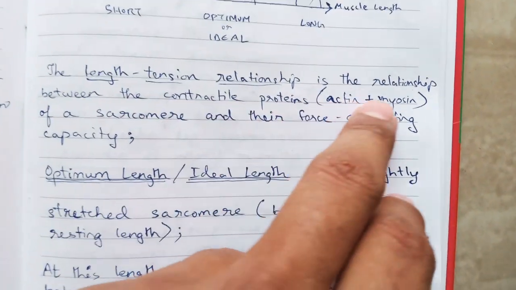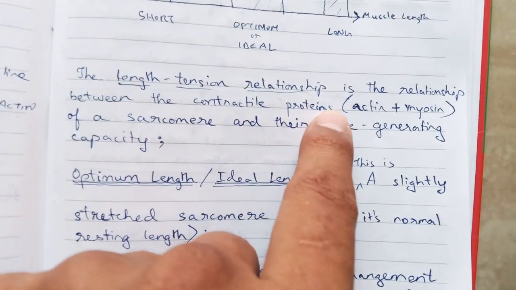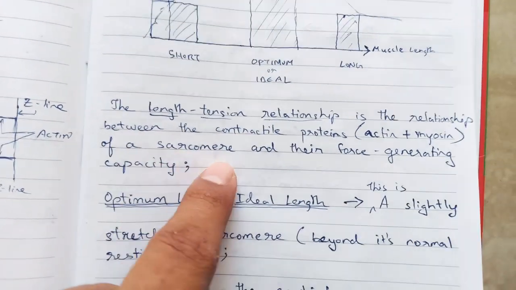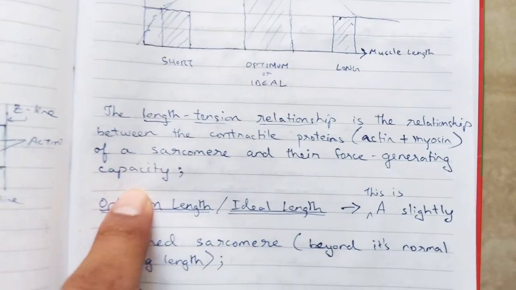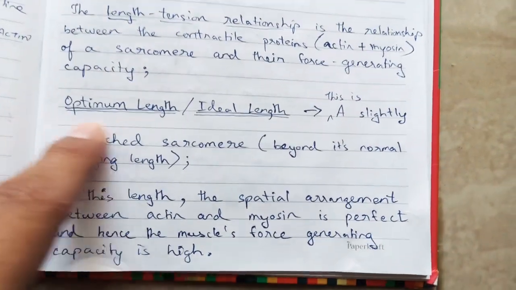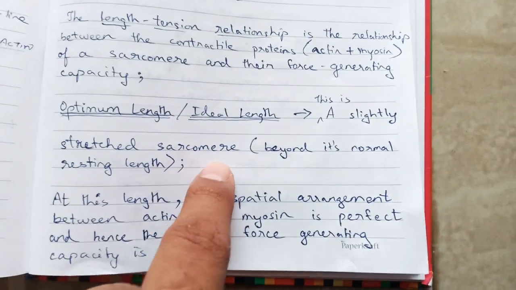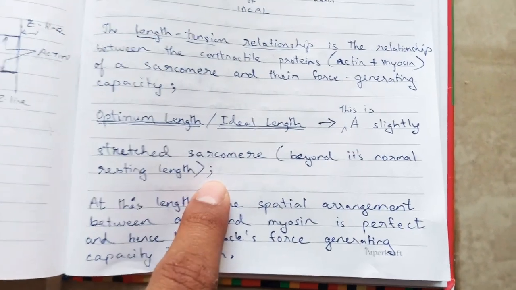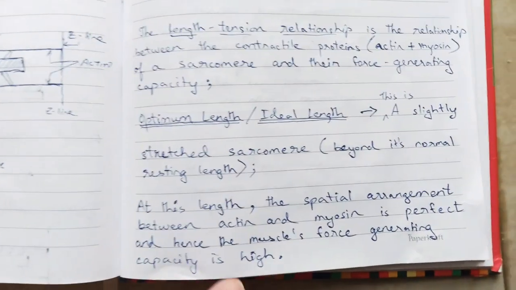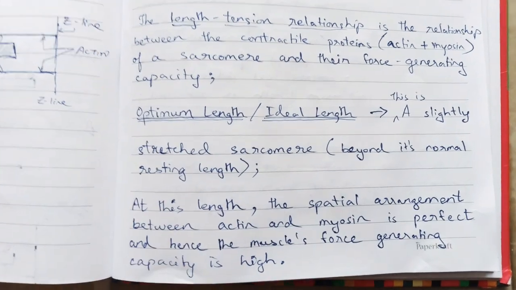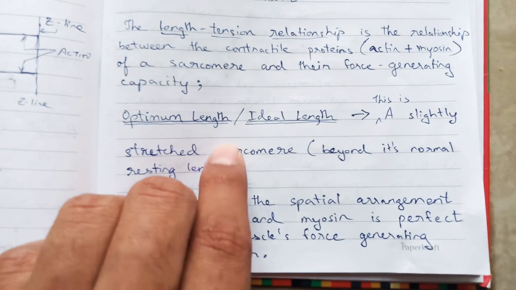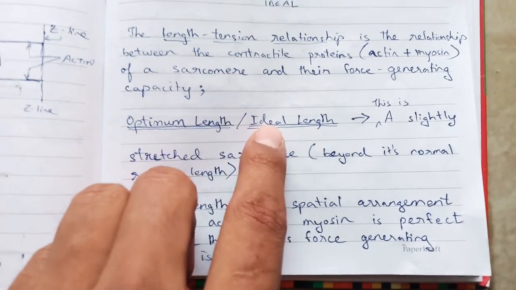So the length tension relationship is the relationship between the contractile proteins, that is, the relationship between actin and myosin of a sarcomere and their force generating capacity. This is the definition of length tension relationship. Optimum length is a slightly stretched sarcomere beyond its normal resting length. So this is slightly stretched. In normal resting length, remember, the length is not going to be ideal. So in a slightly stretched position, it is having ideal length or optimum length.